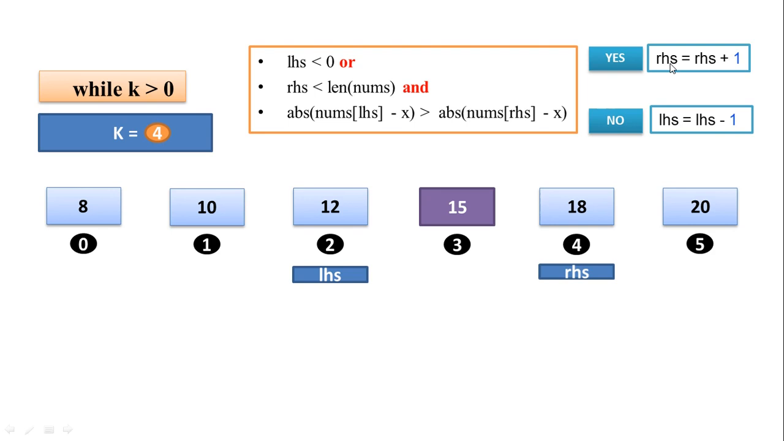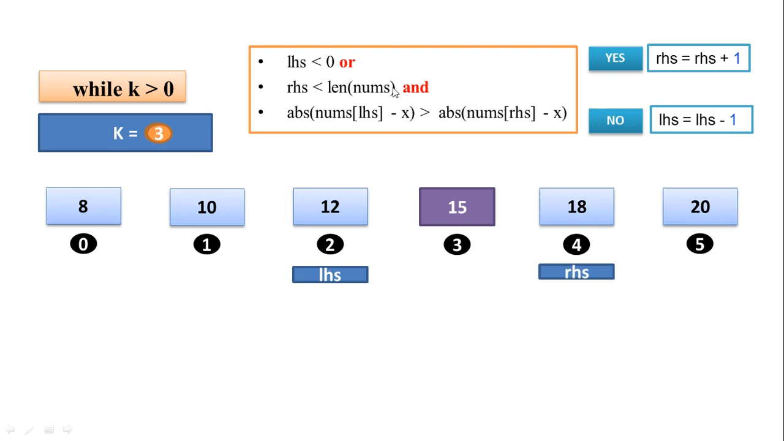Once this is done, we reduce the value of k by 1. So now the value of k is 3. We now move on to the next iteration. And once again we check, is LHS less than 0? No, it isn't. But we also have to check for the other conditions. If that is false, then we can say that we can shift LHS towards the left by 1 position. So let's check that. Is RHS, which is 4, less than the length of the array? Okay, it is 4 and it is less than the length of the array, which is 6.